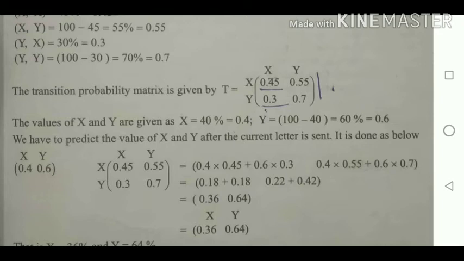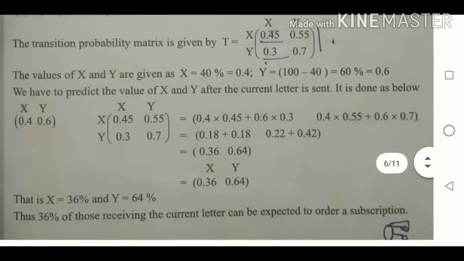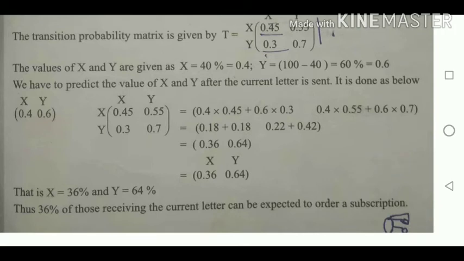The transition matrix here is 0.45, 0.55, 0.3, 0.7. If you multiply, first row into first column, that is 0.4 into 0.45 plus 0.6 into 0.3. Likewise, first row into second column, 0.4 into 0.55 plus 0.6 into 0.7. So we are getting the answer x equal to 0.36 and y equal to 0.64. It is nothing but x is 36% and y is 64%. So thus 36% of those receiving the current letter can be expected to order a subscription.